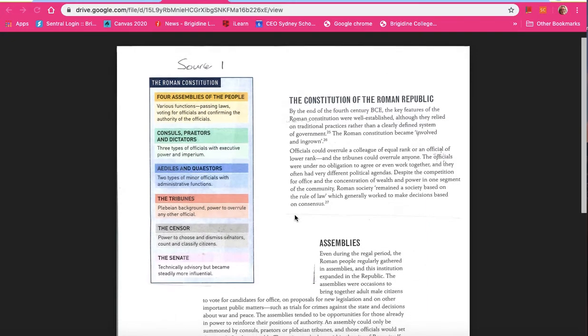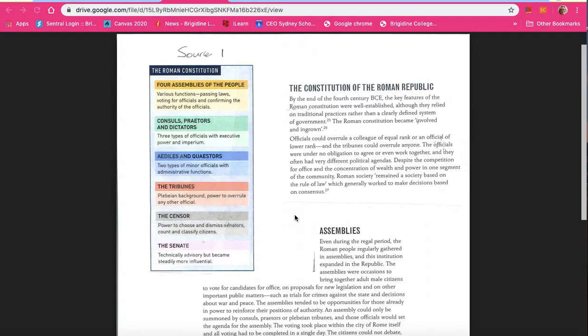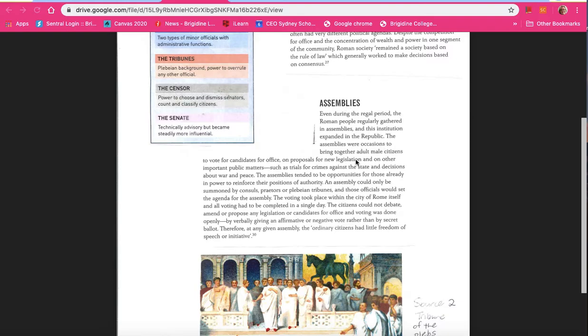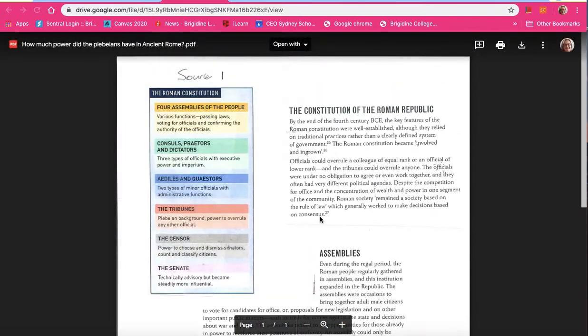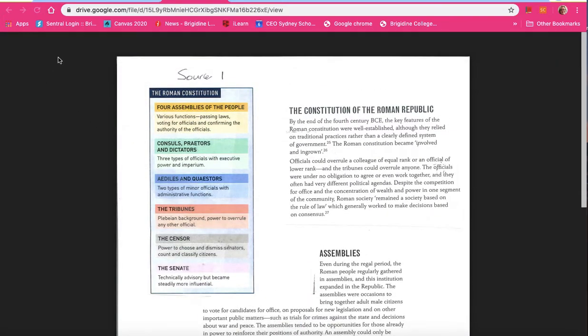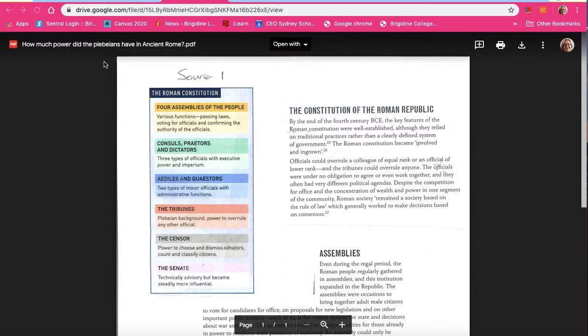I just thought I'd talk you through some of these sources. The task asks you to analyse source 1, the source titled the Constitution of the Roman Republic, the source titled Assembly, and source 2, this picture down the bottom, and you're going to use those to answer the question as to how much power the plebeians had, to what extent did they exercise power in ancient Rome.